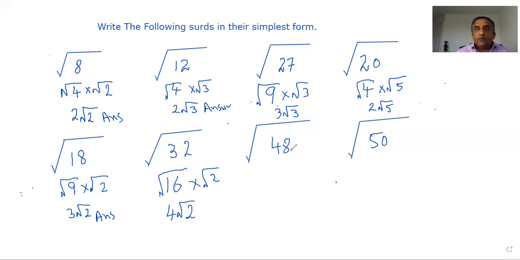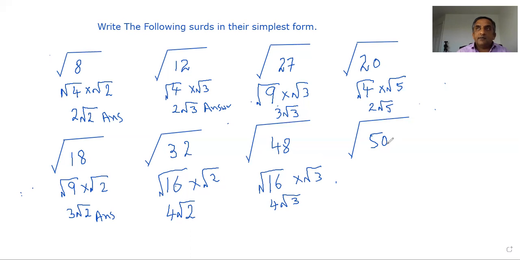Now we have got 48. We have to look for the best timetable which goes into 48 so we can take the square root. We know that 16's timetable goes into 48: 16 times 3. So square root of 16 and square root of 3. Square root of 16 is 4, times square root of 3, and that's it. You see, this is the answer for square root of 48.